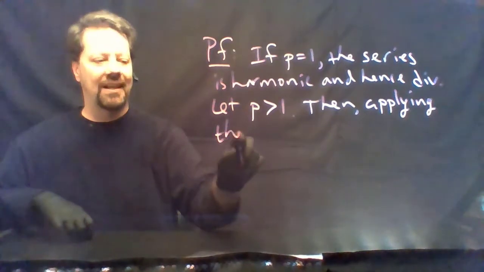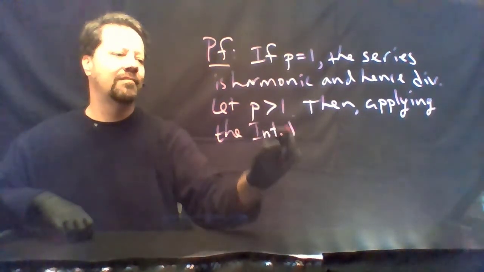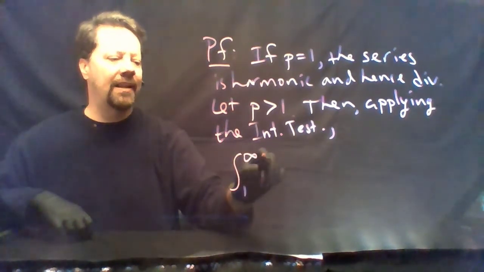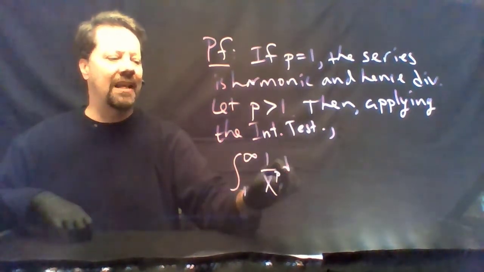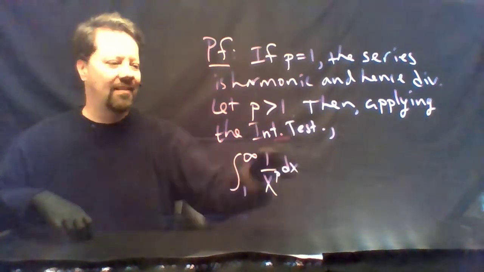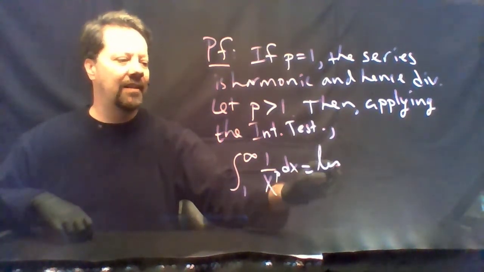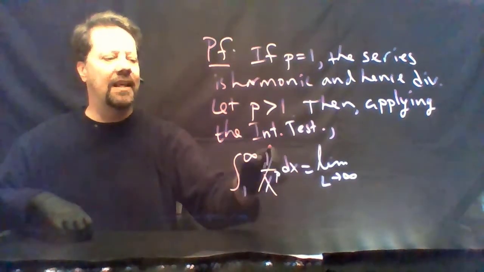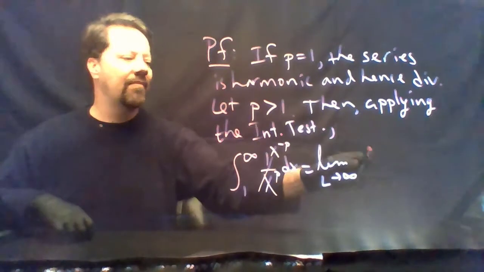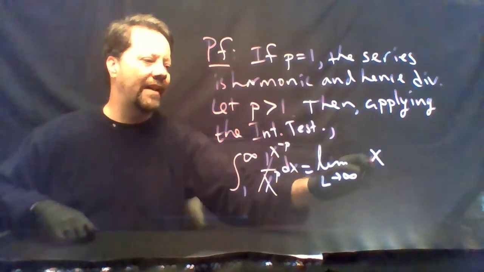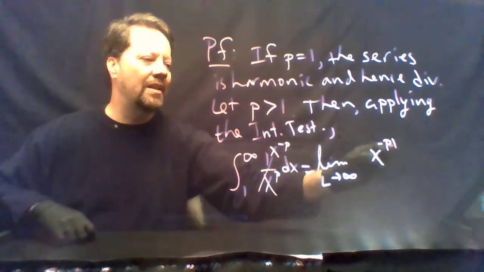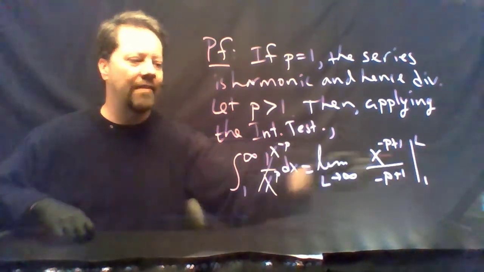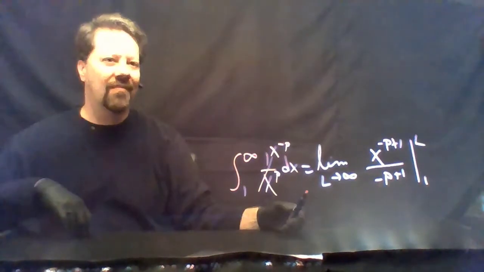applying the integral test, we'll integrate from 1 to infinity 1 over x to the power p. This will be the limit as L goes to infinity. We can rewrite the integrand as x to the minus p, so that when we integrate, we'll have x to the minus p plus 1 over minus p plus 1, evaluated from 1 to L.